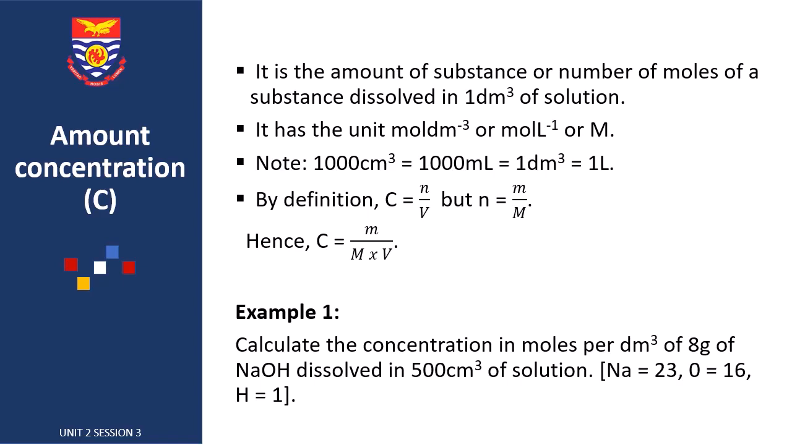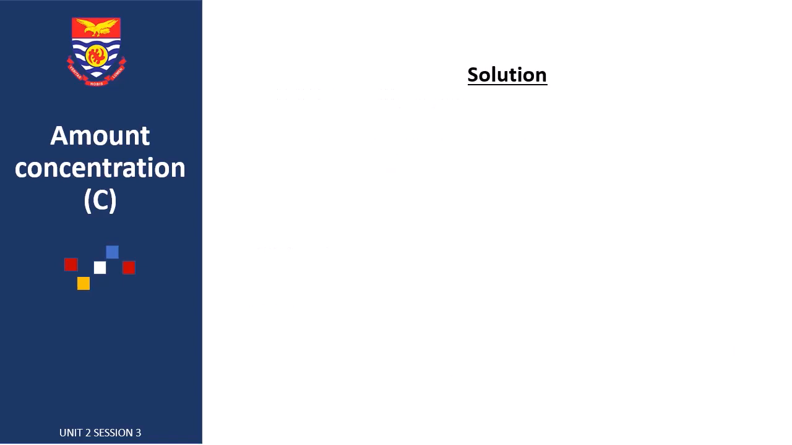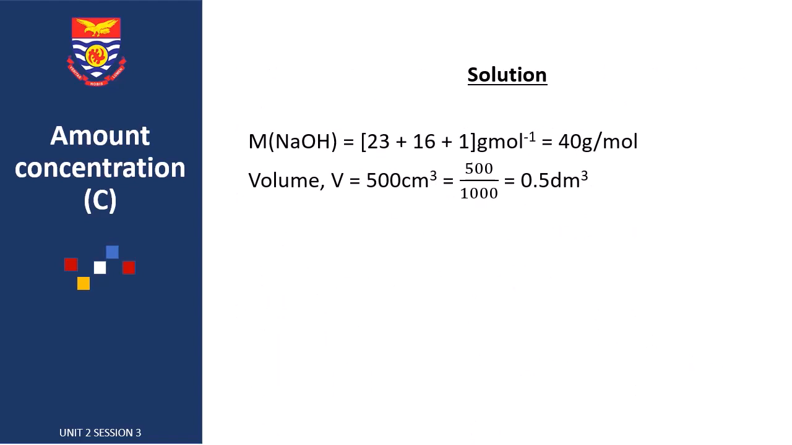We have been given the atomic masses of the sodium, the oxygen, and the hydrogen. So let's look at how we would approach this problem. We are going to need our molar mass. For whichever formula we choose, we will need our molar mass because we've not been given moles. So from the atomic masses, we have the molar mass of sodium hydroxide to be 40 grams per mole.